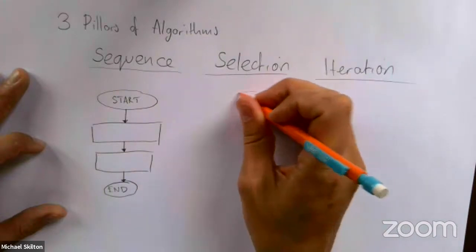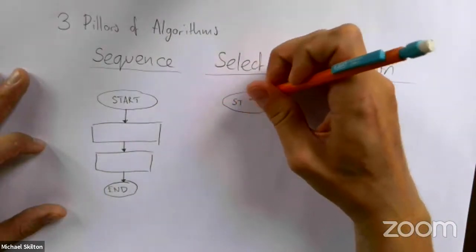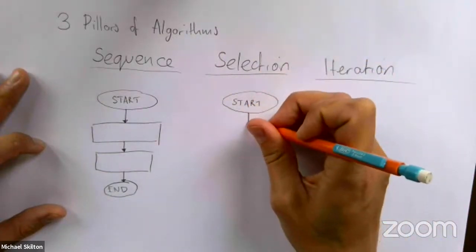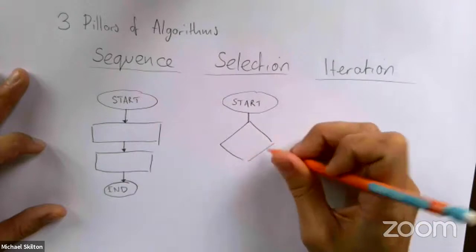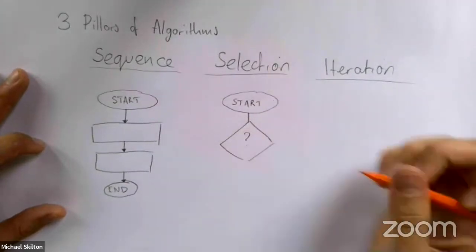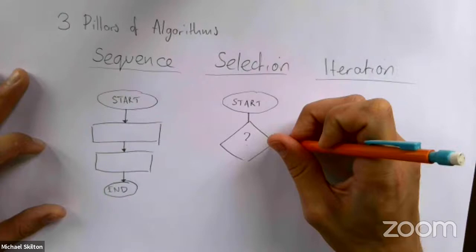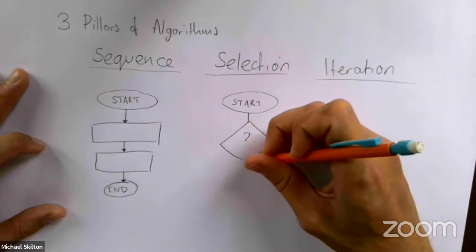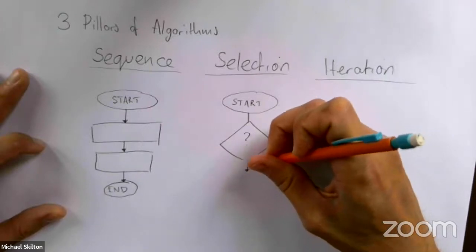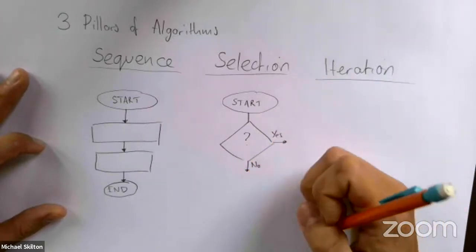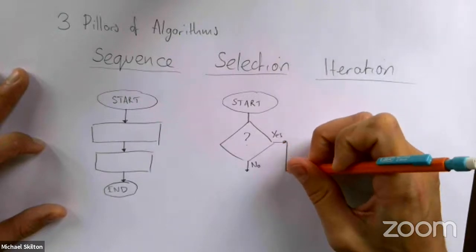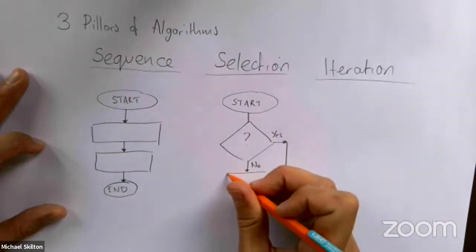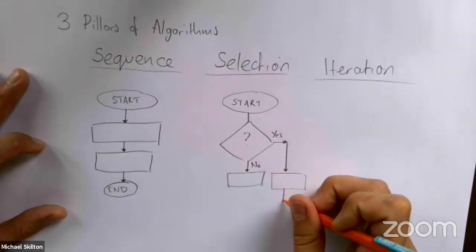Selection, on the other hand, is the opportunity for us to make a decision of some sort, okay? And that decision will look more like a rhombus, and there'll be a question in there, and there'll be essentially one of two answers. There'll be yes, and there'll be no, or there'll be true and there'll be false. And depending on if something was true, you might run one particular process, or if the answer was false, you might run another particular process.